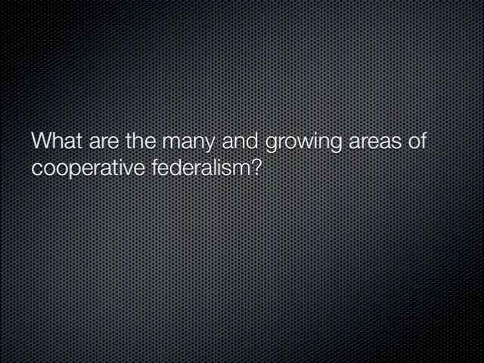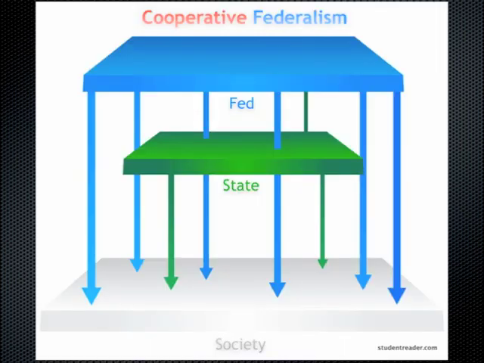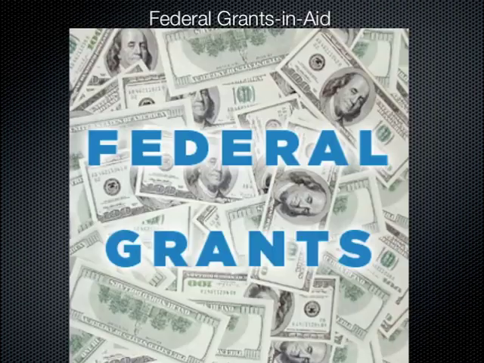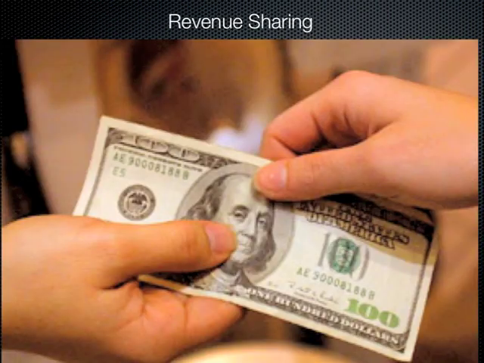What are the many and growing areas of cooperative federalism? Even though the basis of federalism is the division of powers between levels of government, there is still much cooperation between them. Grants and aid programs are grants of federal money or other resources to the states and/or their cities, counties, and other local units. Revenue sharing is the idea of giving an annual share of federal tax revenues to the states and their local governments.